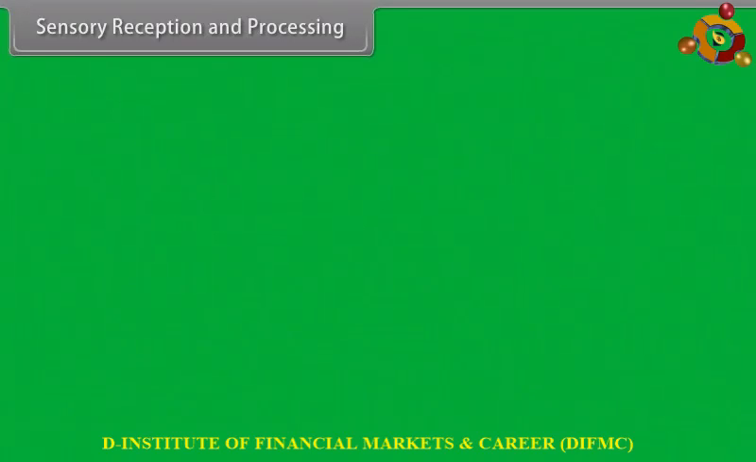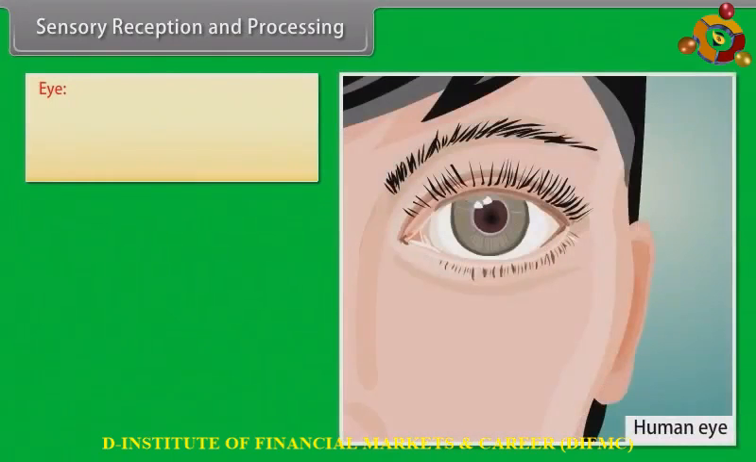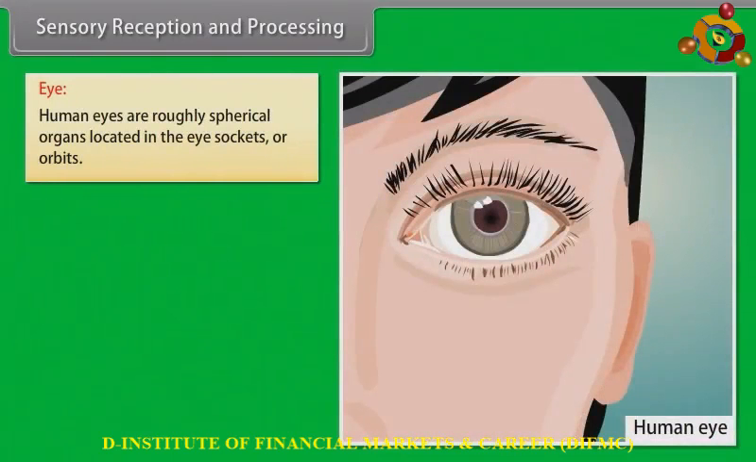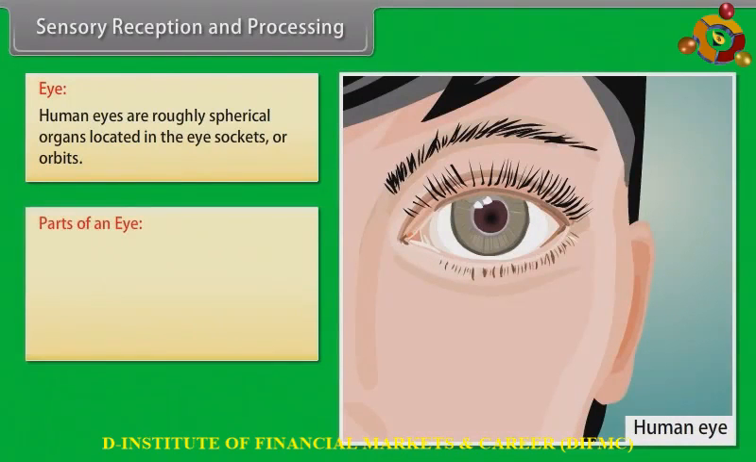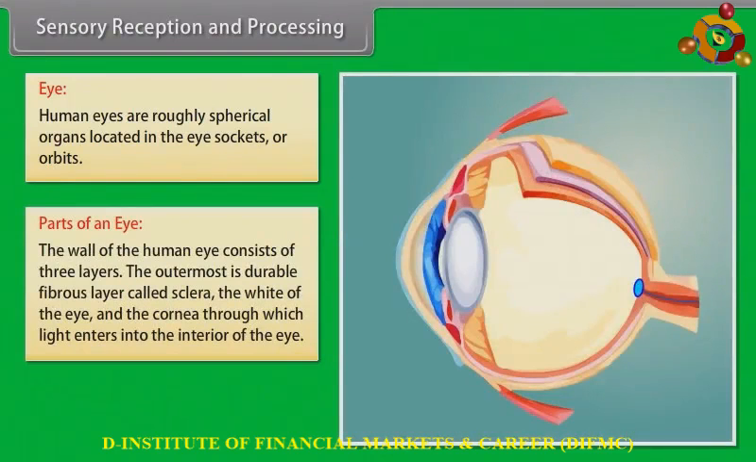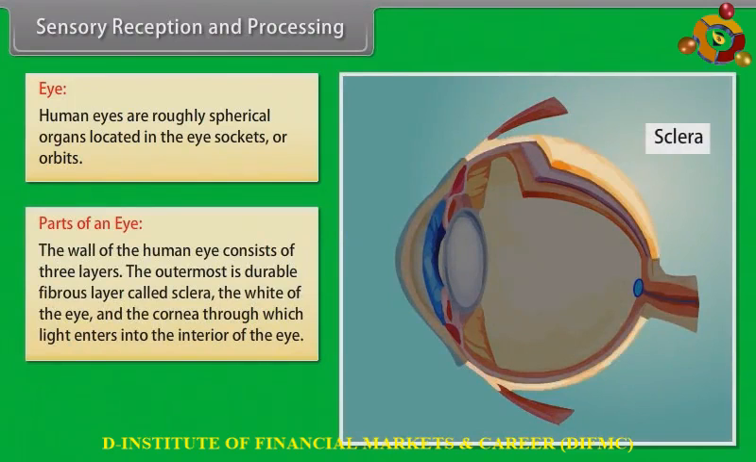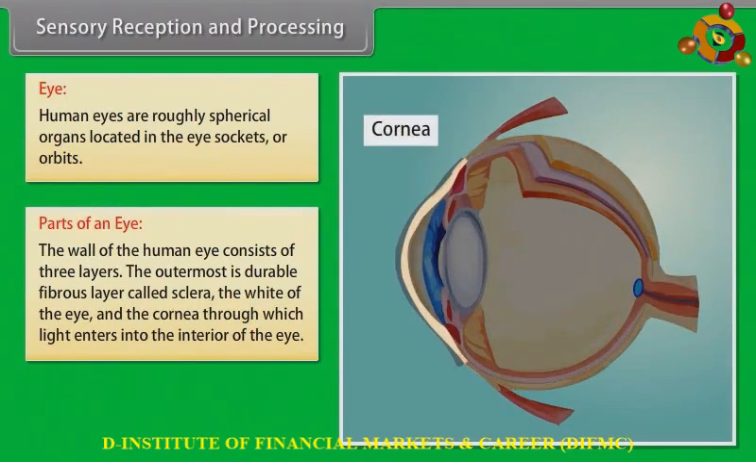Sensory reception and processing. Eye. Human eyes are roughly spherical organs located in the eye sockets or orbits. Parts of an eye. The wall of the human eye consists of 3 layers. The outermost is a durable fibrous layer called sclera, the white of the eye, and the cornea through which light enters into the interior of the eye.